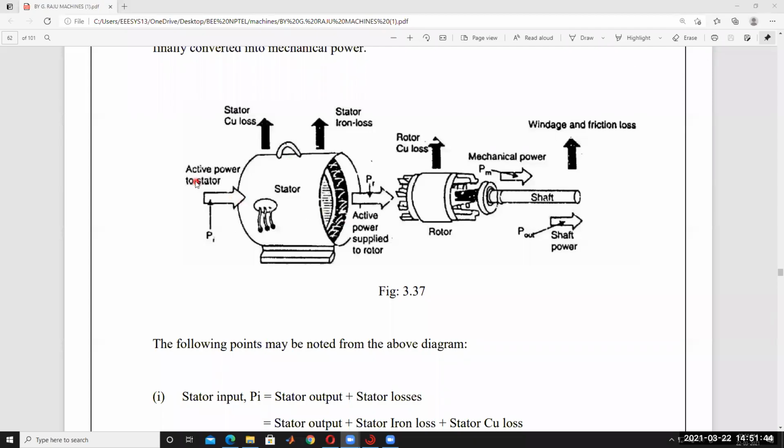Understood. This is called stator input. Okay, stator input. And after the stator input, the losses are there. The losses take place in the stator. Stator input minus losses is called stator output.